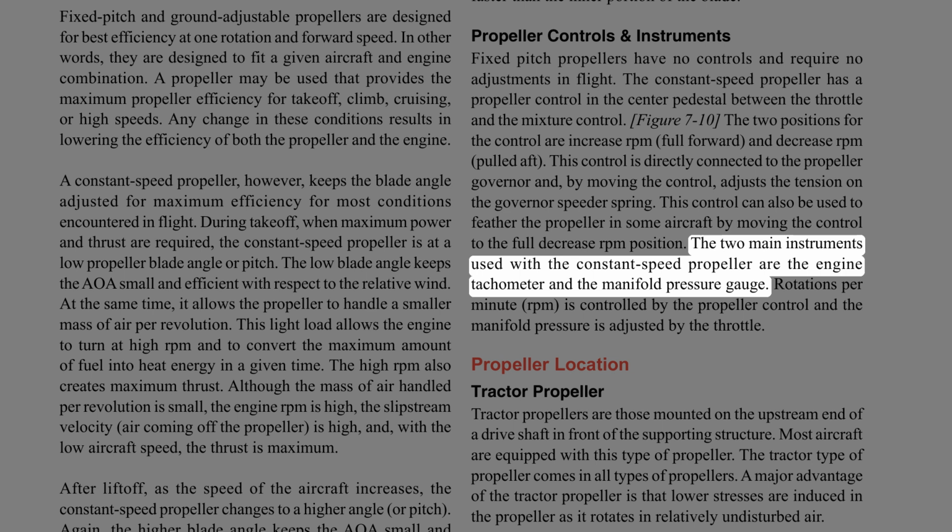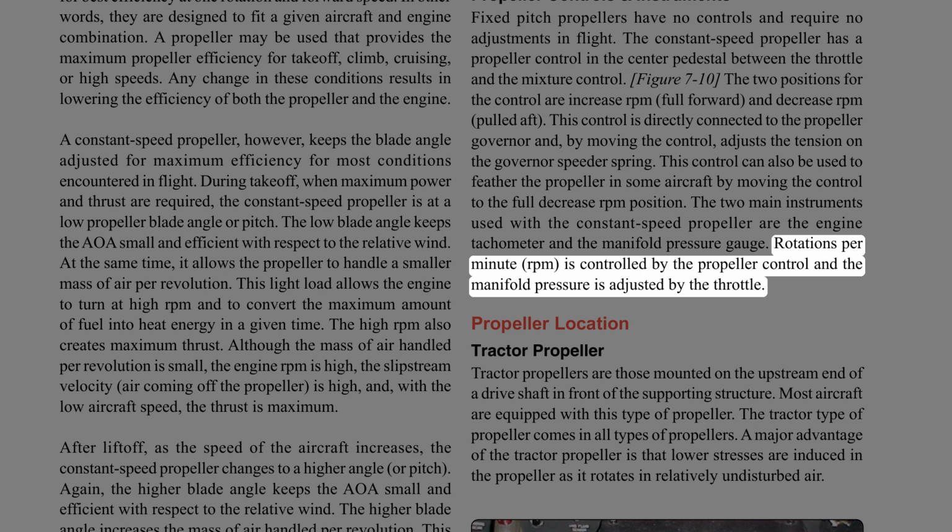The two main instruments used with the constant speed propeller are the engine tachometer and the manifold pressure gauge. Rotations per minute, RPM, is controlled by the propeller control and the manifold pressure is adjusted by the throttle.